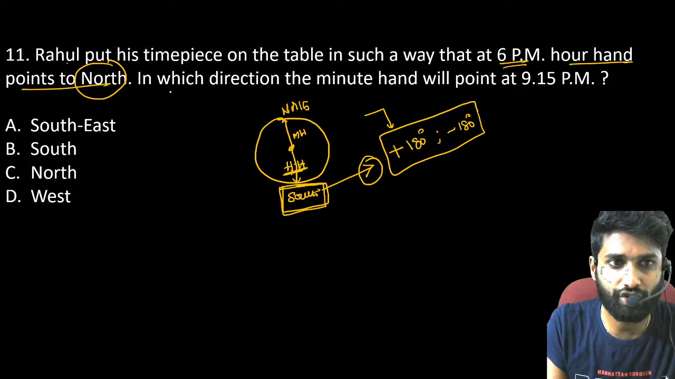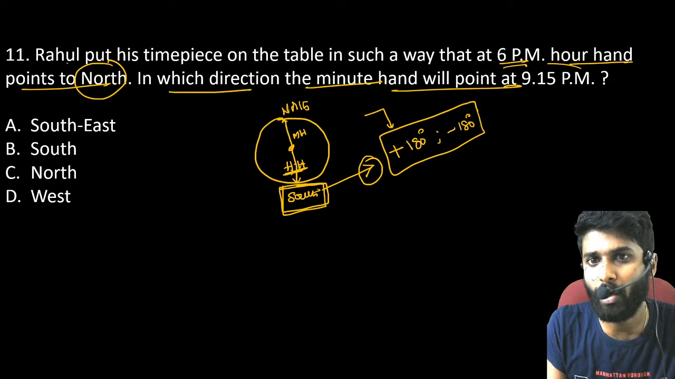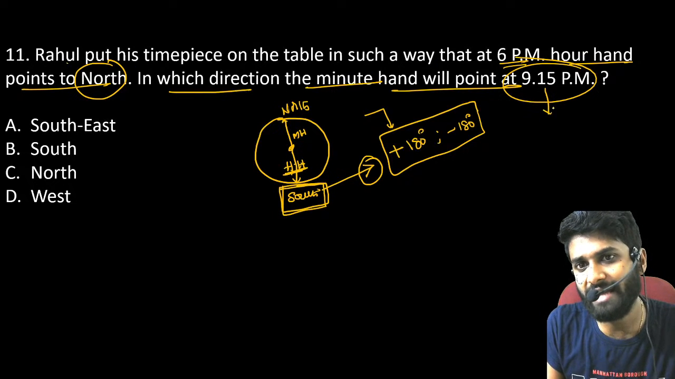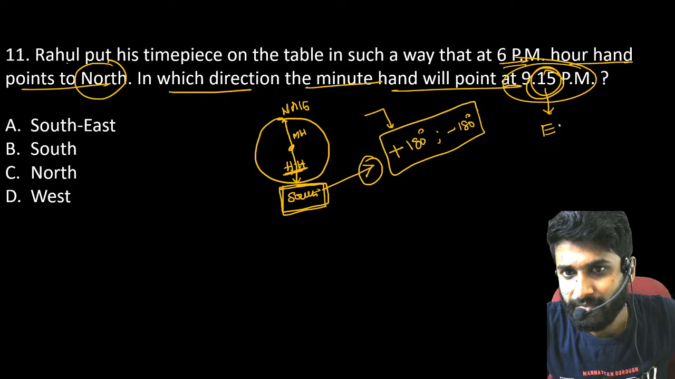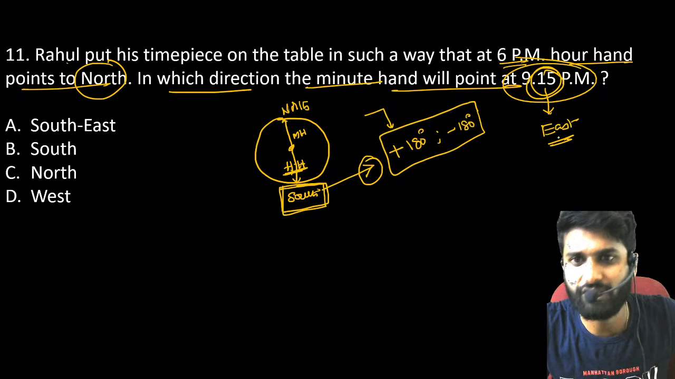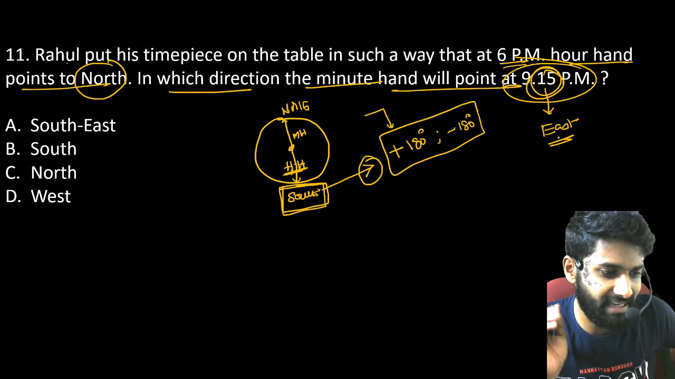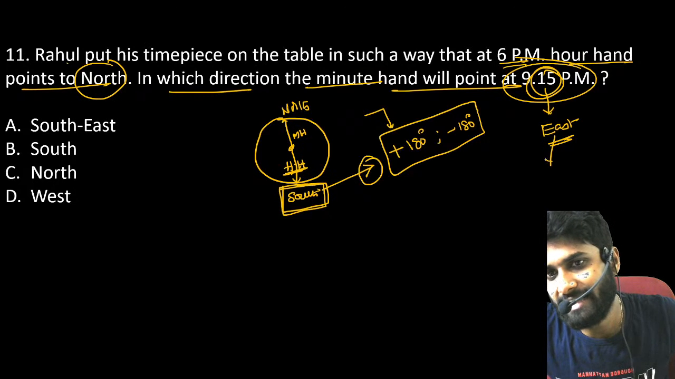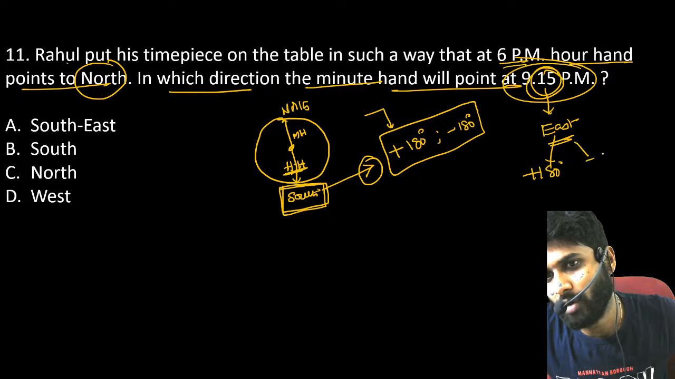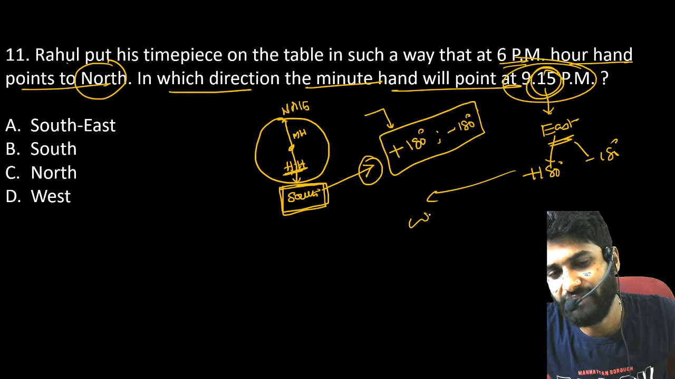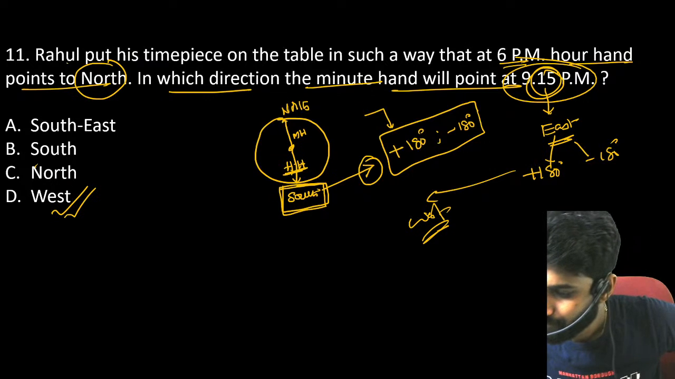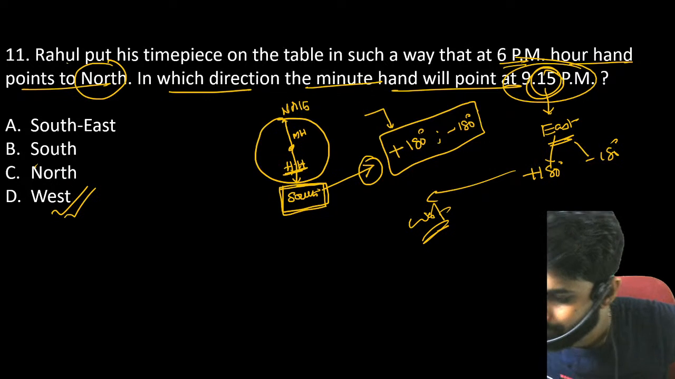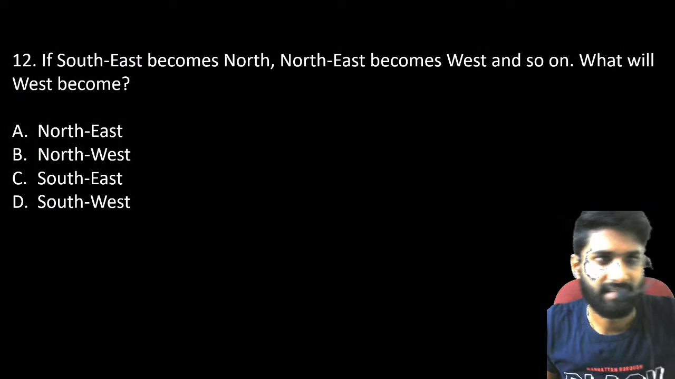Now just go through the question. In which direction will the minute hand point at 9:15? Now see, at 9:15, which means 15 minutes, the minute hand always indicates the east direction. This is the original. In an original clock, the minute hand points east. But according to the wrong clock, it can be taken as plus 180 degrees or minus 180 degrees. The answer becomes west. Just take it as a reference. The answer becomes west. Next.